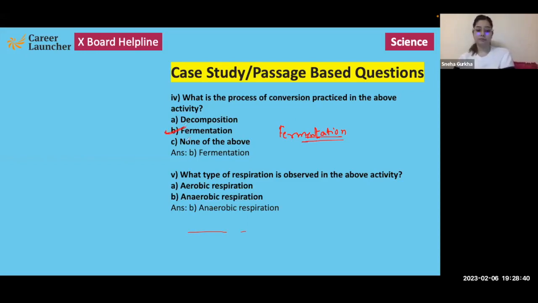And what type of respiration is observed in the above activity? So fermentation is an anaerobic respiration. It takes place in the absence of oxygen, right? So the correct option will be B, anaerobic respiration, right?